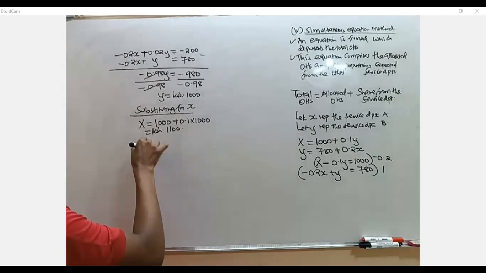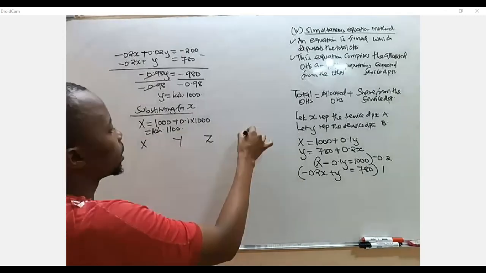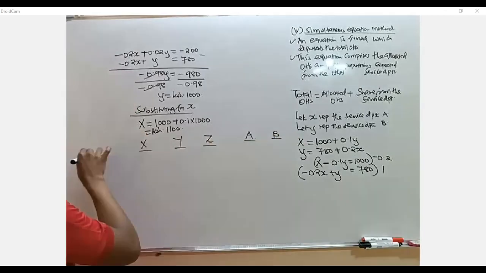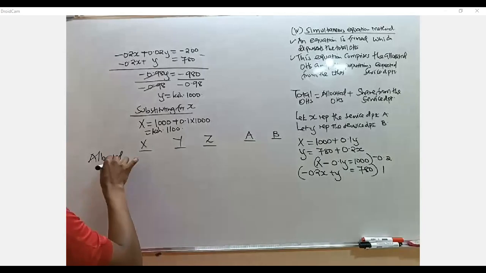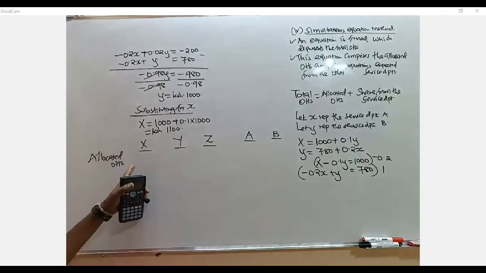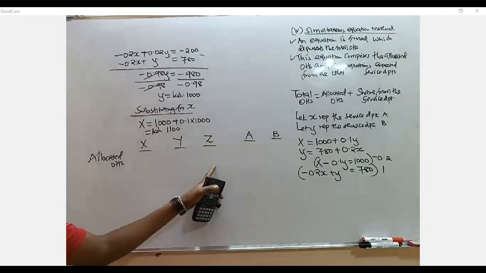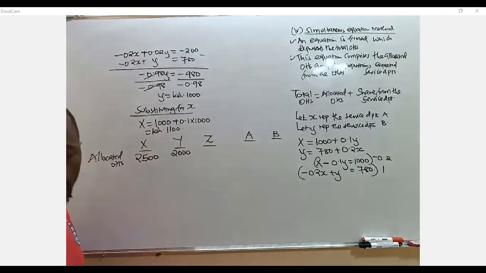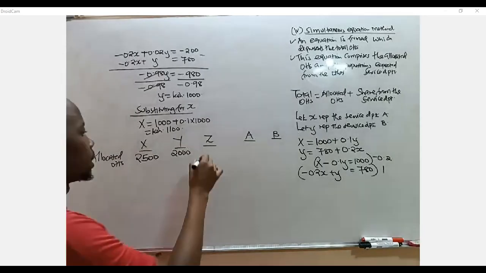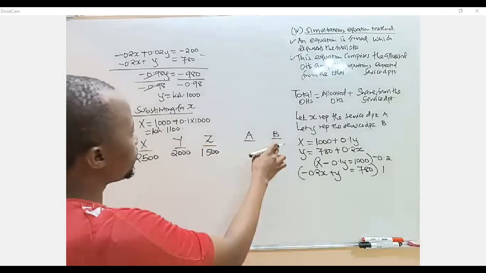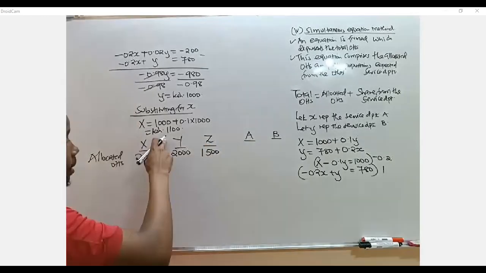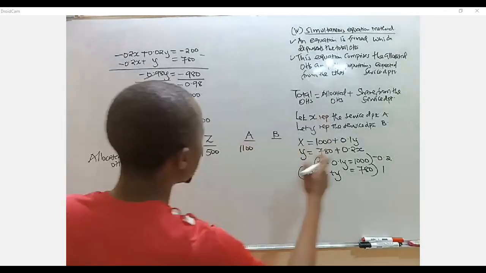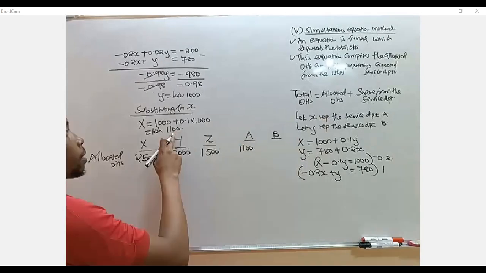You take x, y, and so on. Here you need to be very smart. Let us look at the allocated overheads, the ones already allocated to the production departments. Here it is 25,000, here 2,000, and here 1,500. But now the A and B are the ones you found here. A will be 1,100 because you said let x represent A, and B is 1,000.